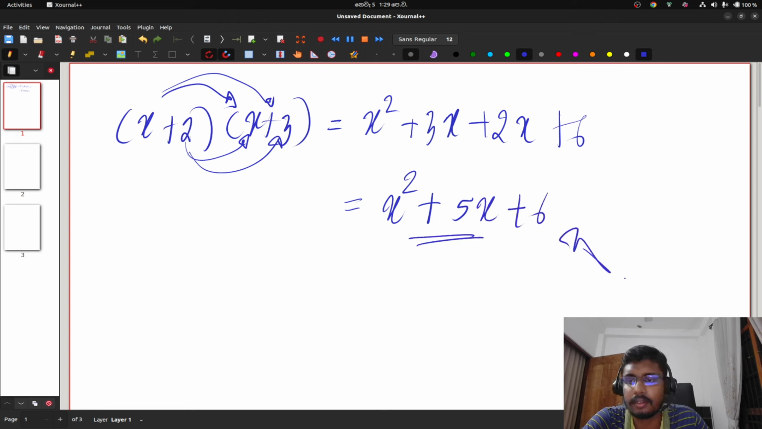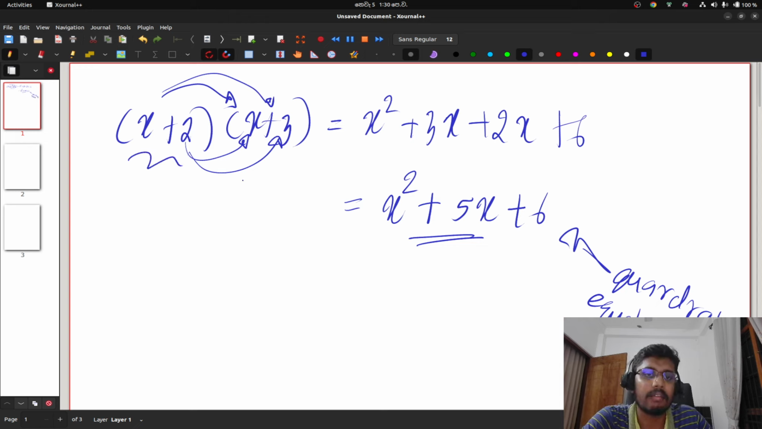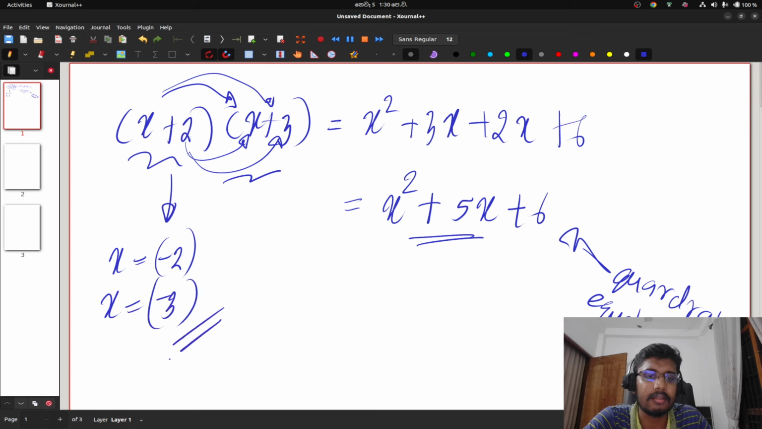Now this is the quadratic equation. Now these are what you call the roots of the equation. So in this case the roots are x equals minus 2 and x equals minus 3. So what I mean by that is, this entire thing goes to 0 when you replace x with minus 2 or minus 3. So these are all the roots of the quadratic equation.